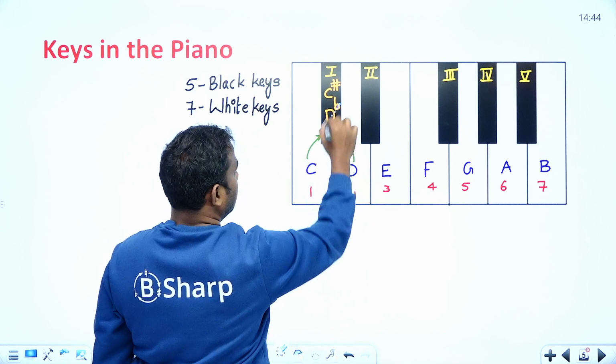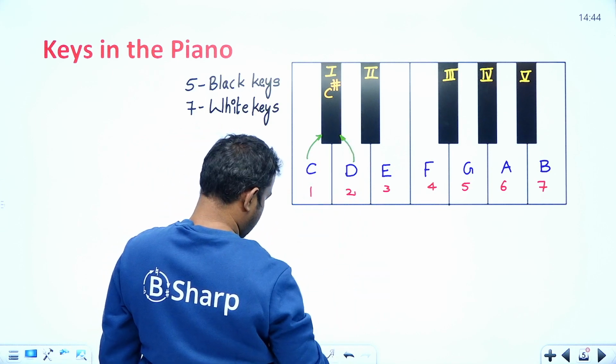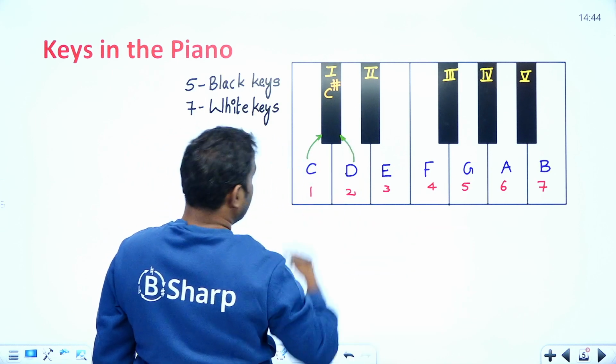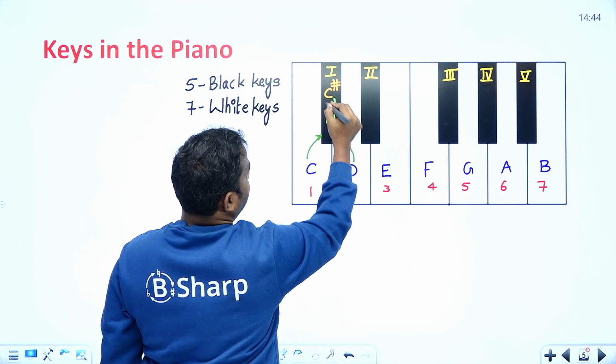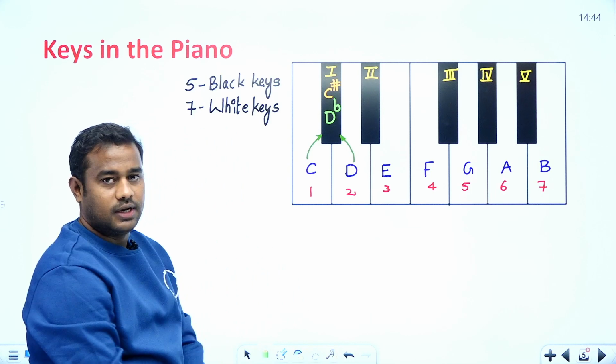We can call this one D flat. I am writing it here with a different name, in a different color: D flat. You can call this one a D flat.